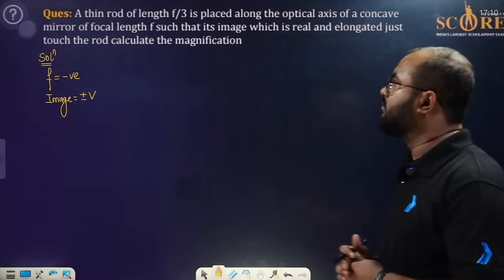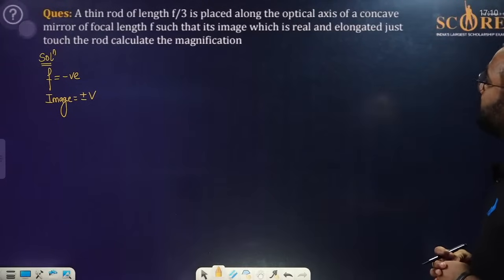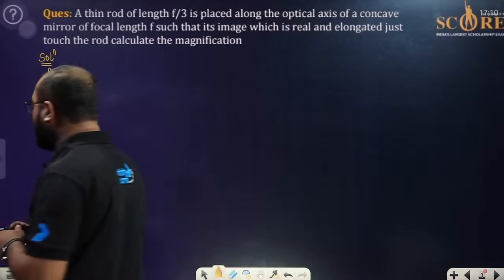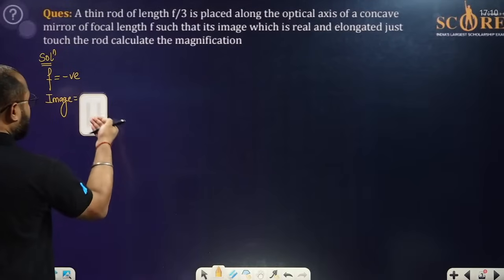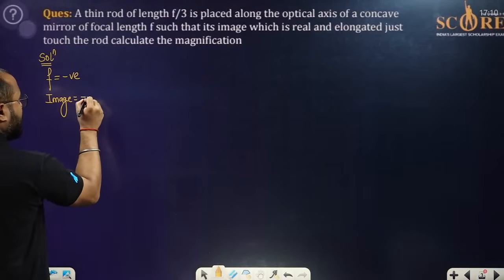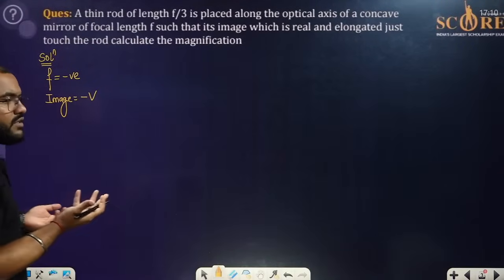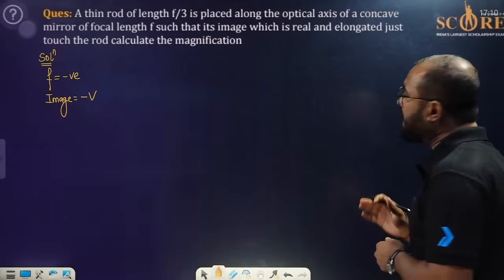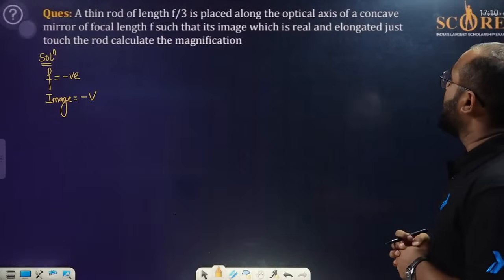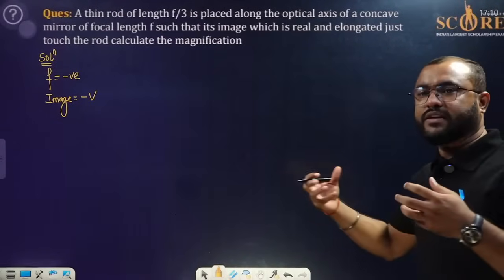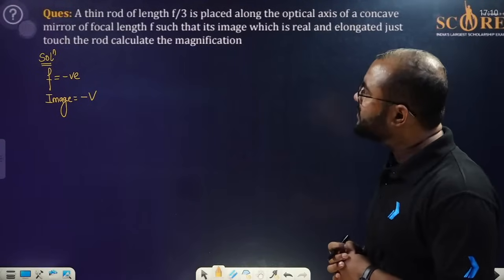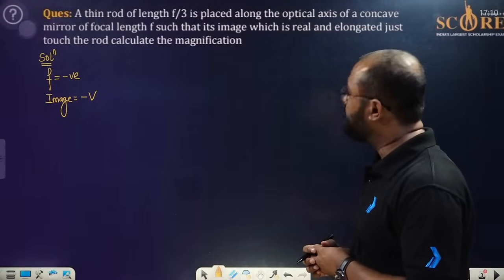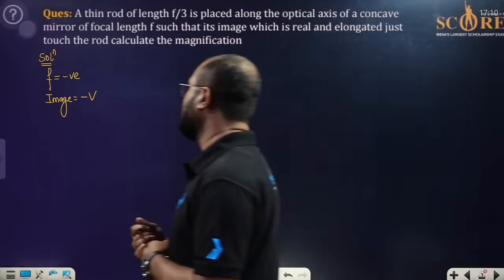Both are correct. But the question says it is making a real image. If it is making a real image, according to this question, we will take v as negative. Now your sign convention should be very good. Elongated means stretched, just touching the rod. We have to calculate the magnification, that is, find the value of m.